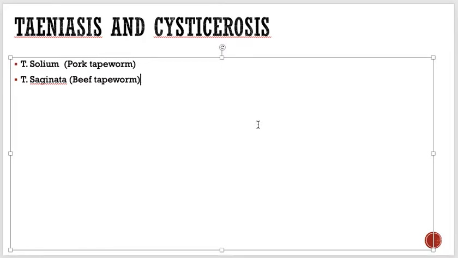Of course, we are going to discuss the clinical manifestations associated with the tapeworm infection, and there is a lot of variation in the presentation of the patient, which can range from a mild form where the patient has little or no symptoms to severe life-threatening forms, which are often fatal and can cause death.